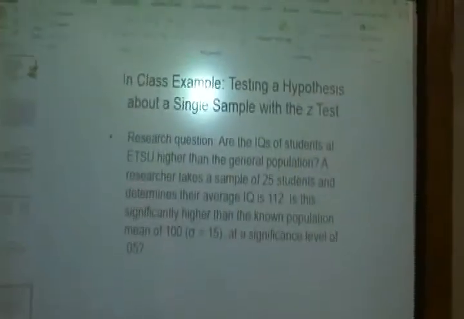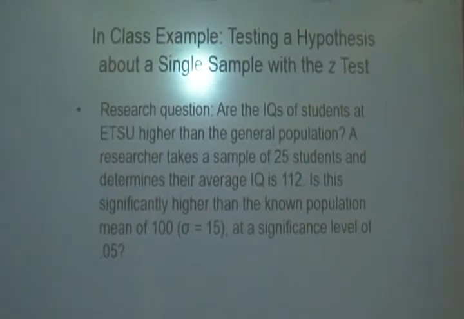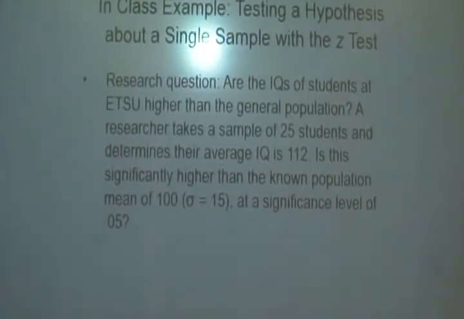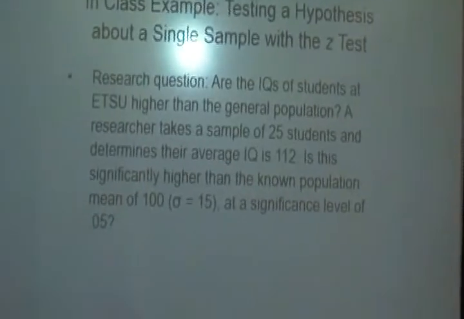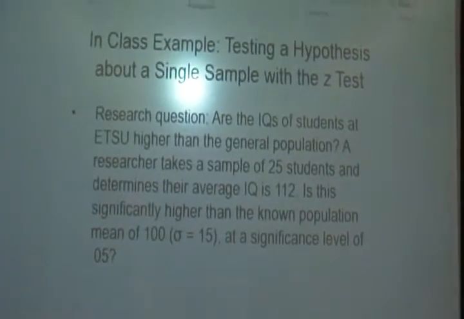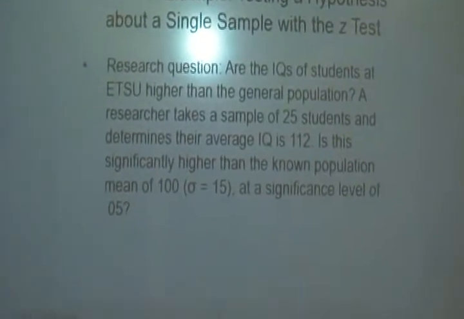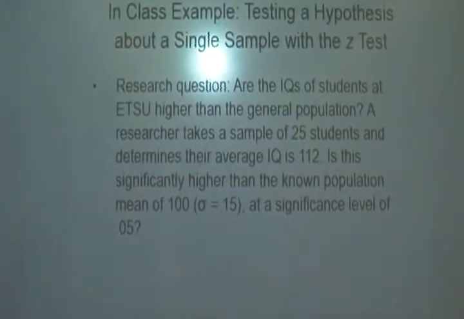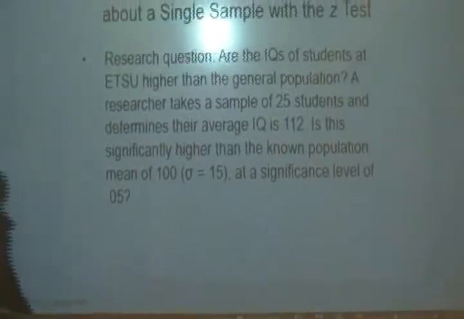So our research question here is, are the IQs of students at ETSU higher than the general population? A researcher takes a sample of 25 students and determines their average IQ is 112. Is this significantly higher than the known population mean of 100 with a standard deviation of 15 at a significance level of 0.05, okay?